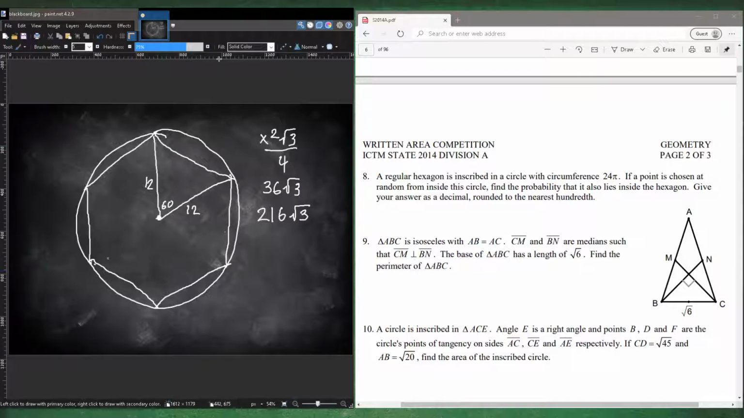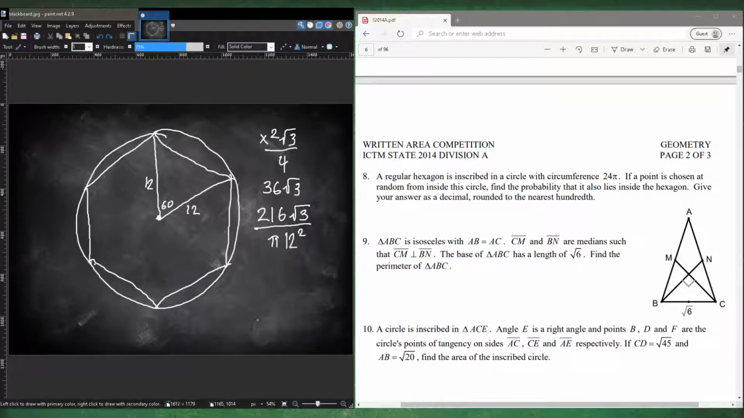Now we need to find the area of the circle. The area of the circle is just pi r squared, so it's pi times 12 squared, right? The reason we found these two is that if we choose a point inside the circle, what's the probability that it's inside the hexagon? That means the area of the hexagon over the area of the circle. So we just need to find this probability.